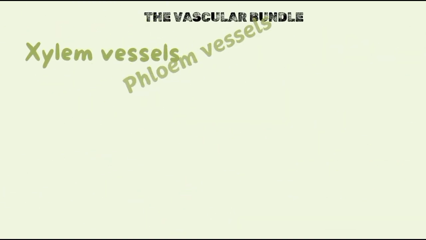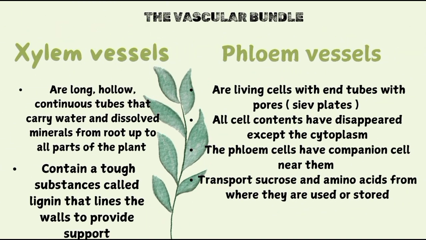Now we look at the vascular bundle. It consists of xylem vessels and phloem vessels. Xylem vessels are long, hollow, continuous tubes that carry water and dissolved minerals from the root up to all parts of the plant. They contain a substance called lignin that lines the walls to provide support.